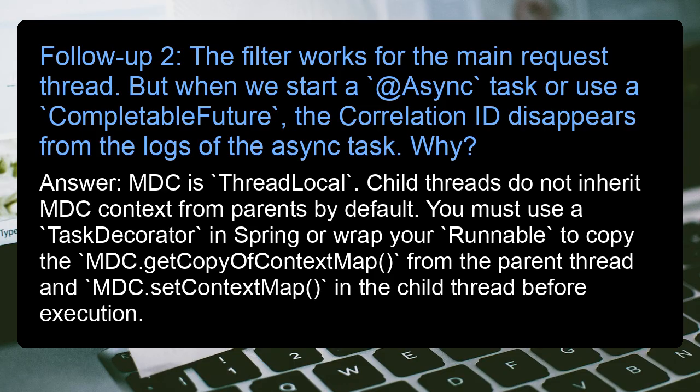Follow-up 2. The filter works for the main request thread. But when we start to add an async task or use a CompletableFuture, the correlation ID disappears from the logs of the async task. Why? Answer, MDC is thread local. Child threads do not inherit MDC context from parents by default. You must use a task decorator in Spring or wrap your runnable to copy the MDC.getCopyOfContextMap() from the parent thread, and MDC.setContextMap() in the child thread before execution.